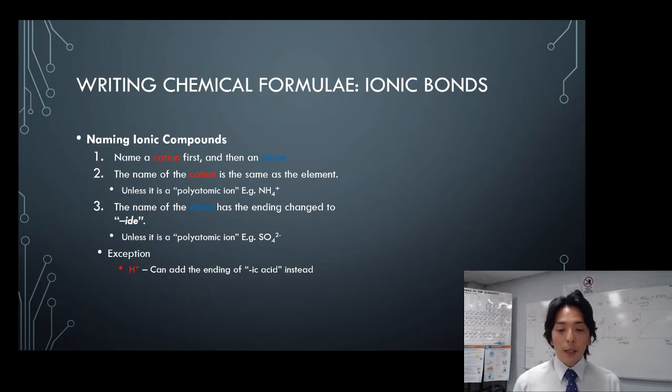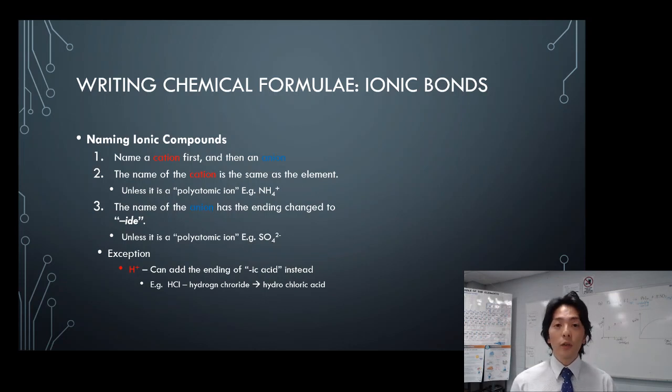The exception would be H+. You can change the ending to be whatever-ic acid, because often if H+ is present in an ionic compound, it would be called an acid. So HCl would be, well, systematically you can still call it hydrogen chloride, but it's commonly known as hydrochloric acid.